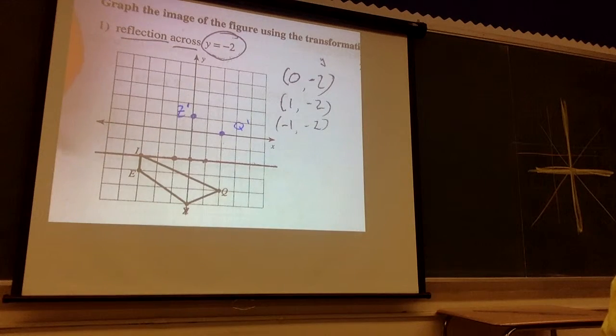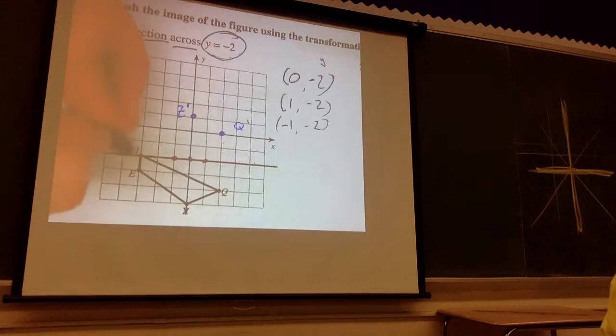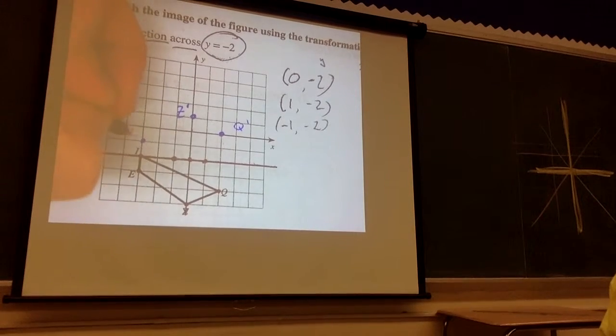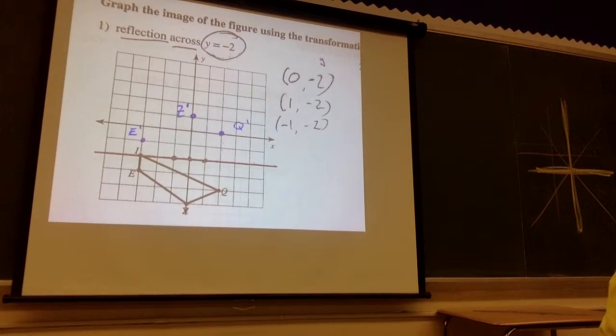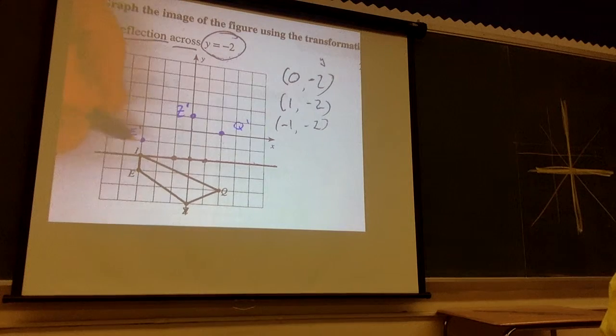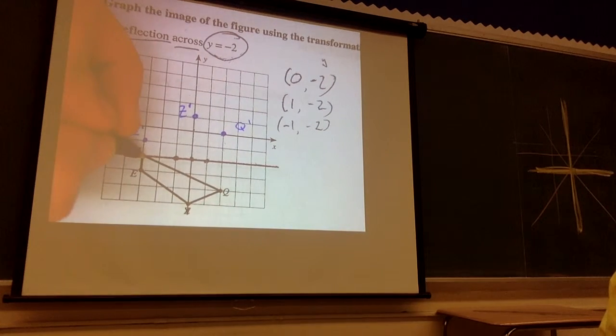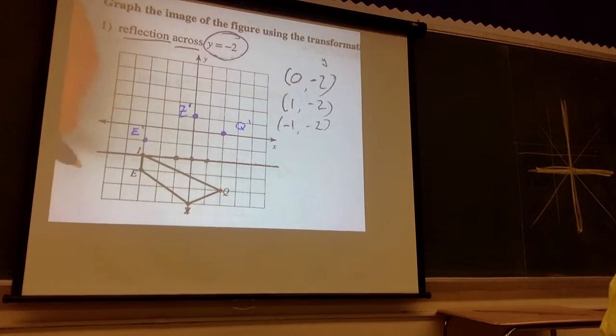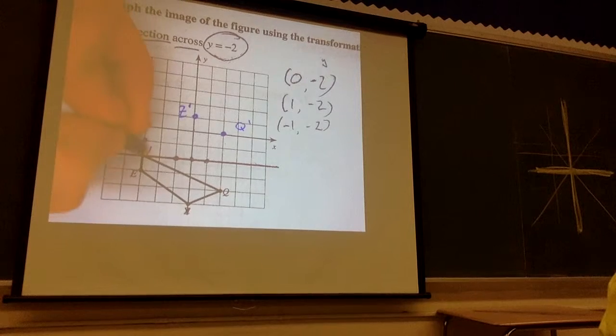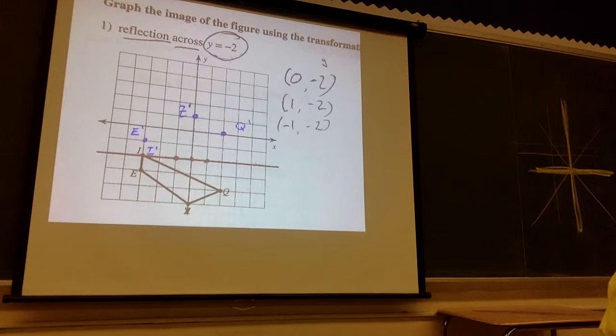Next, let's take a look at E. Well, E is just 1 point away from my mirror, so it's just going to be 1 up here. This is E prime. Finally, I have my point I, the letter I. Well, if it's directly on my mirror, it's 0 away. So I'll go 0, and it's just going to stay right there. This is my point I prime.